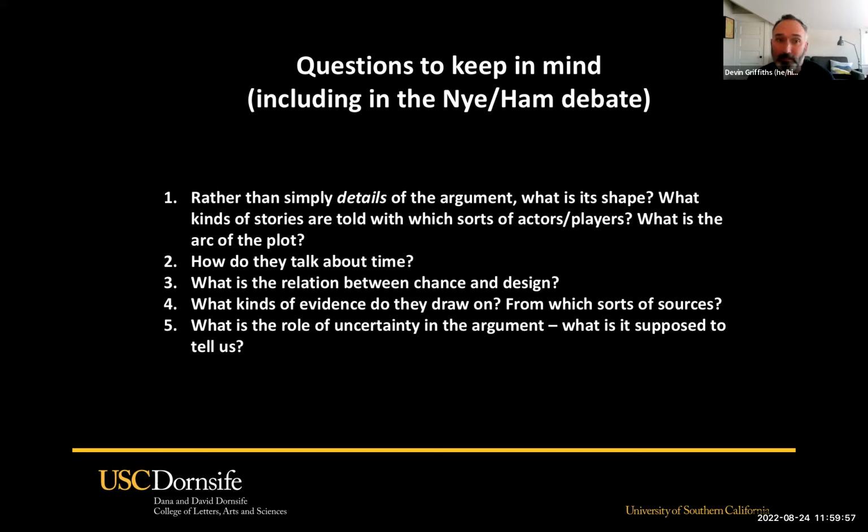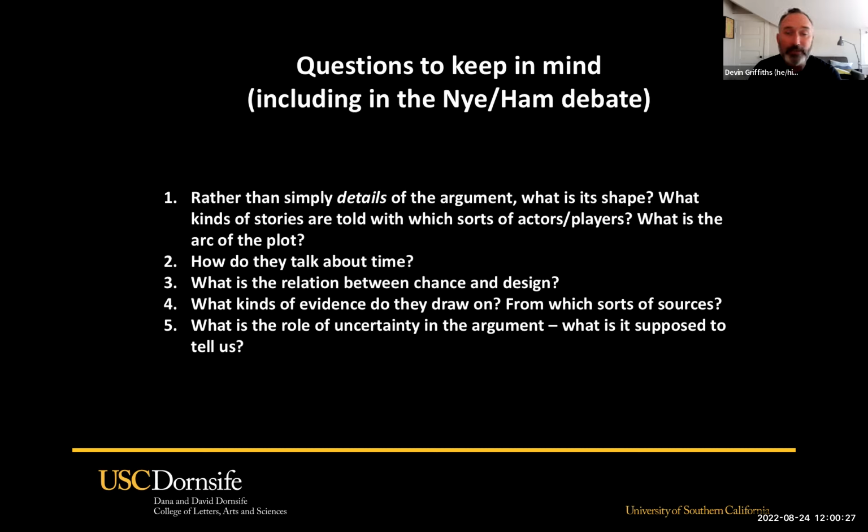Another key question to bear in mind, how do they talk about time? How long is time? How deep is it? What are the sort of changes that you can imagine in time? What is the sort of reference point for thinking about time on the scale that they suggest? Another important thing to pay attention to, what is the relation between chance and design? How do you make sense of things that do not seem probable? How do you make sense of the relationship between these chancy things and intelligence or pattern?